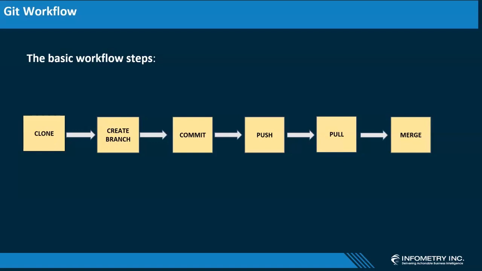Merge changes. Once the pull request is approved, you will merge your branch into the main code base. This step combines your work with the main project. Merging makes your changes officially part of the project and the workflow continues.